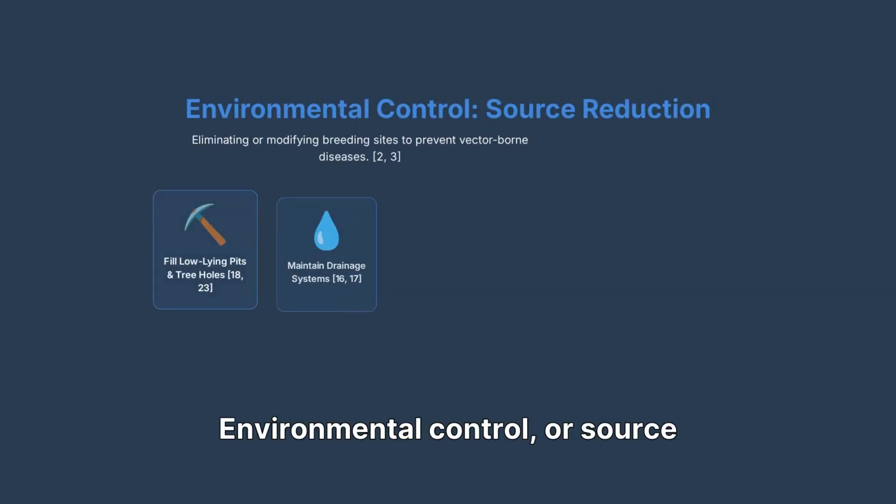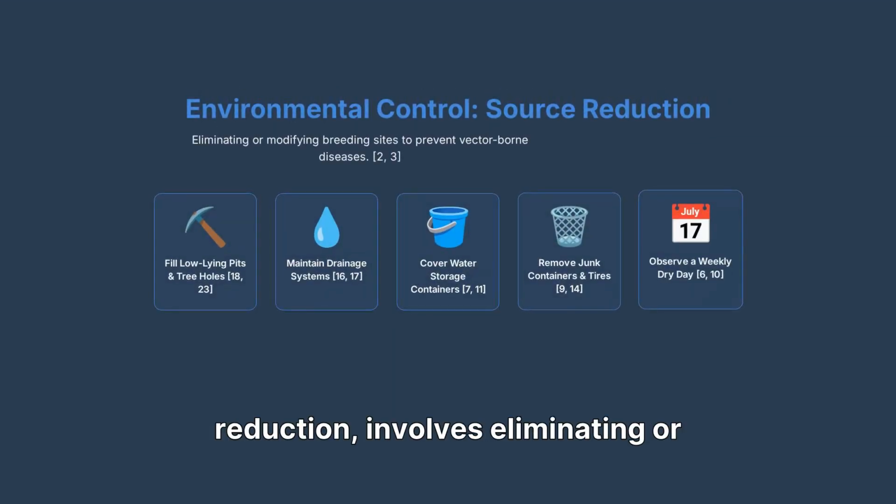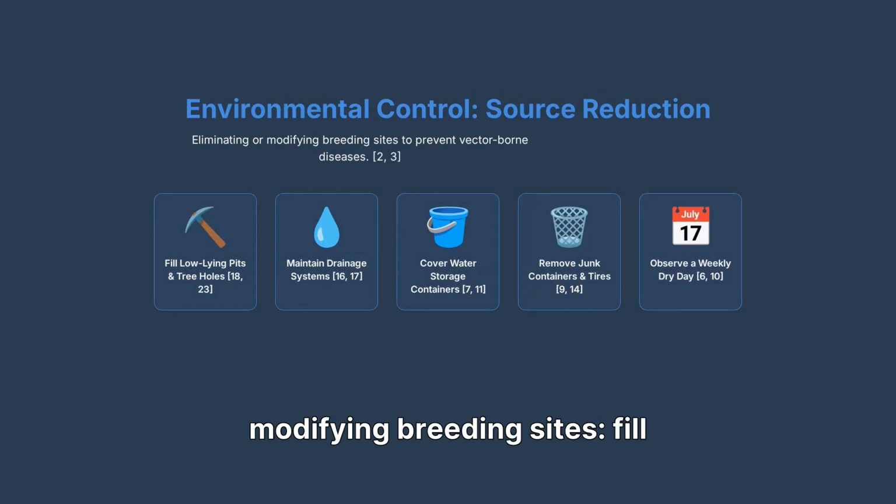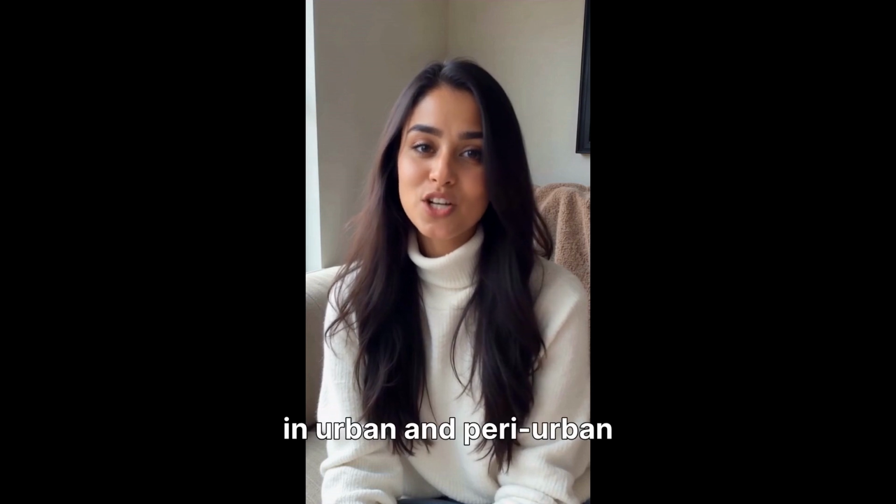Environmental control or source reduction involves eliminating or modifying breeding sites: fill pits, maintain drainage, cover water storage, remove junk, and observe a weekly dry day for Aedes. This is the backbone in urban and peri-urban settings.